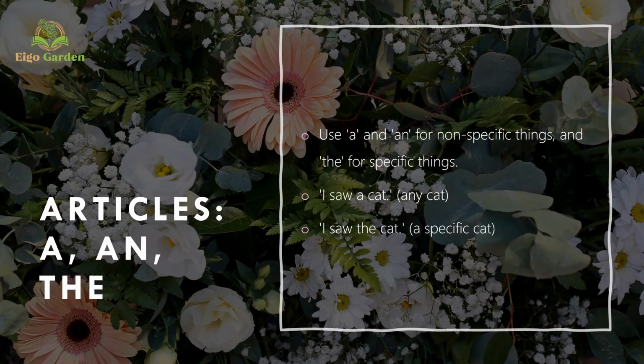Articles "a" and "an" are used for non-specific things, while "the" is for specific things. "I saw a cat" could be any cat, but "I saw the cat" refers to a particular cat we know.